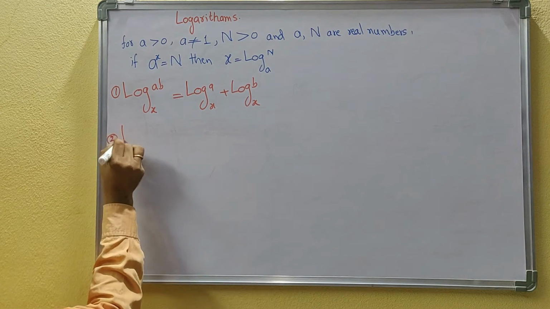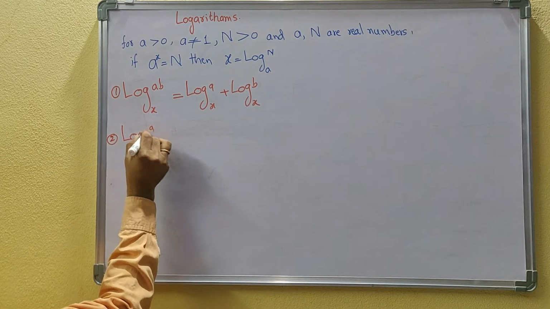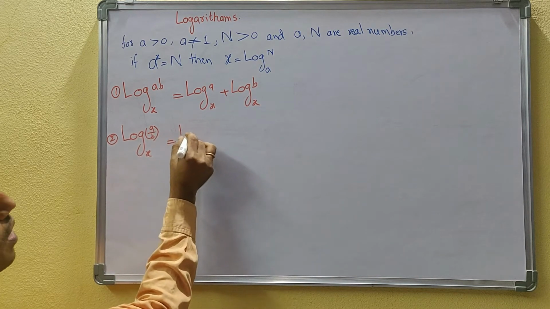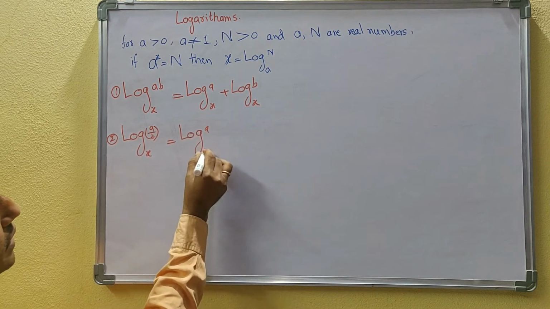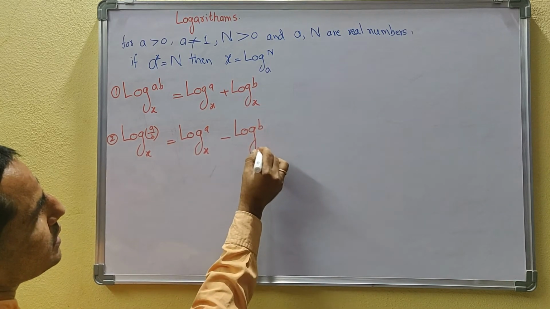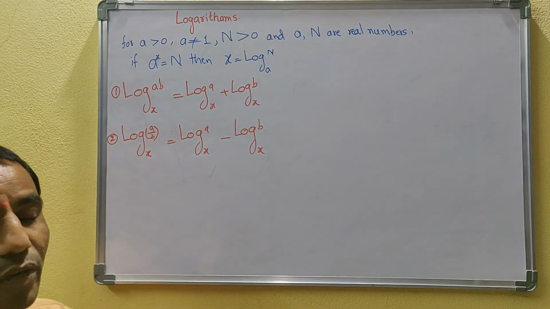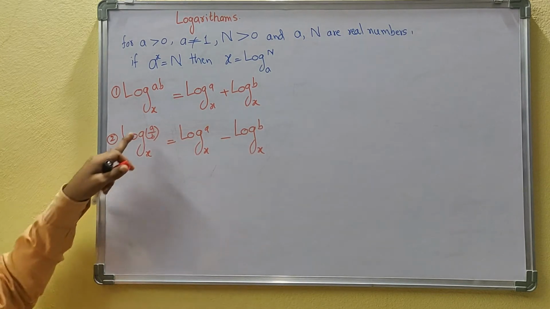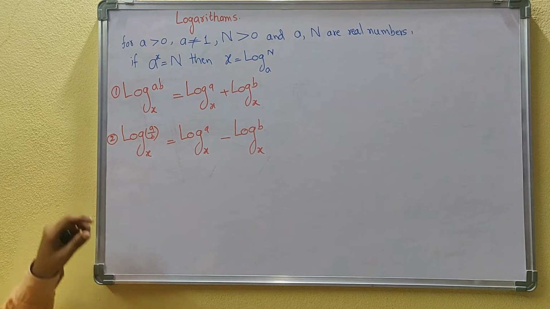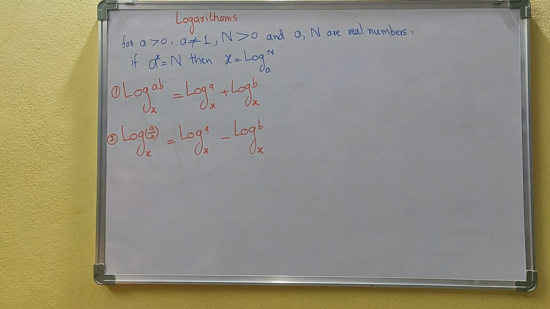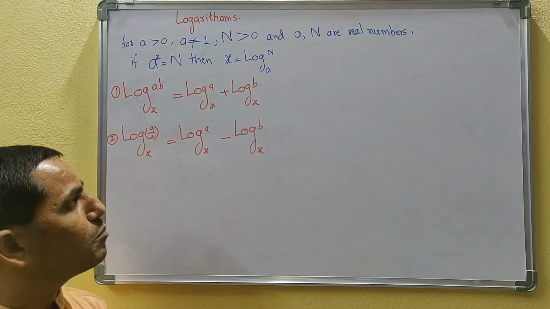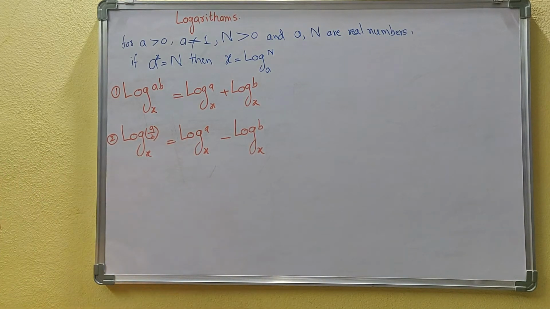Second one: log a by b to the base x is equal to log a to the base x minus log b to the base x. Generally in division we are doing subtraction. Here a by b means division, so we are getting minus. So the second one: log a by b to the base x is equal to log a to the base x minus log b to the base x.